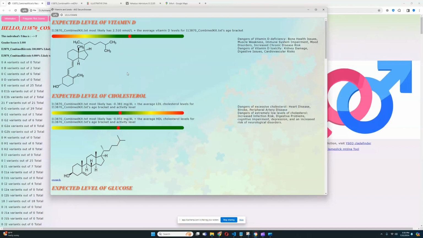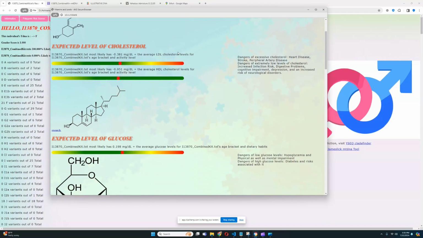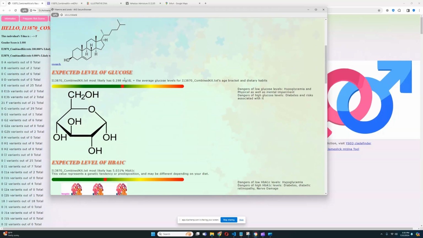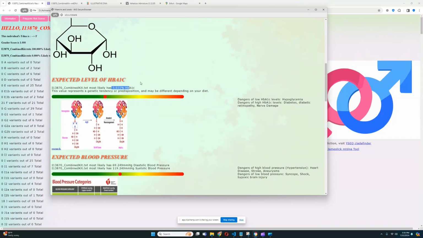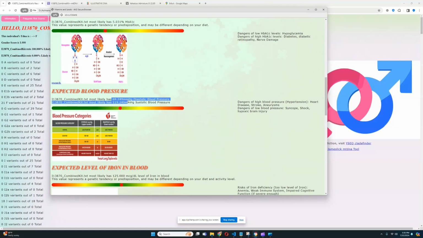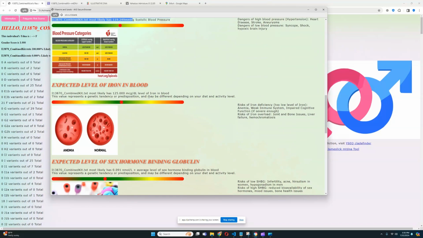All right, so it looks like he's got an above average level of vitamin D, which is really good to see. He's got a below average level of LDL cholesterol, which is really good. A below average level of HDL cholesterol, which is kind of bad because HDL cholesterol is the good kind. You want to have more of it. And he's got an above average level of glucose, which is okay. Above average level of hemoglobin, which is okay. Below average level of blood pressure, which is actually good. Spot on average level of iron in the blood. So it looks like nothing was found for level of iron in the blood.